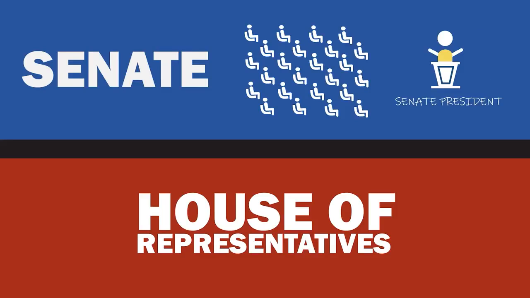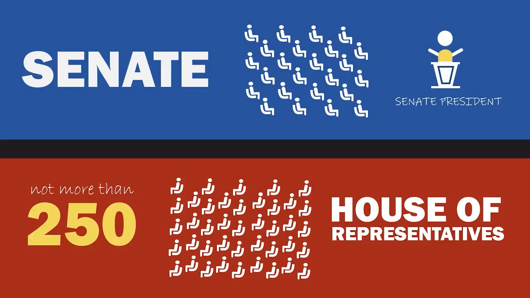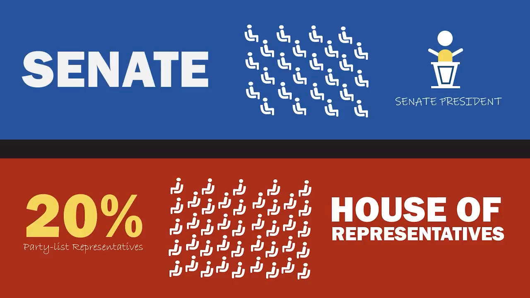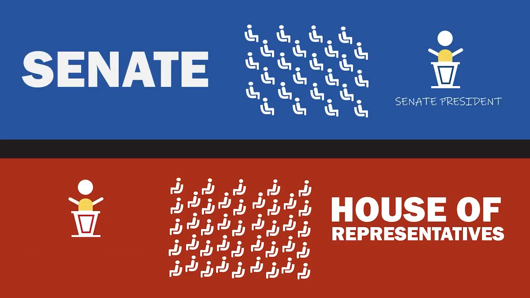On the other hand, the lower house is called the House of Representatives, which is composed of not more than 250 members. But the number may be increased by law as the population grows, and at least 20% of it shall be party-list representatives. The House of Representatives is headed by the Speaker of the House.